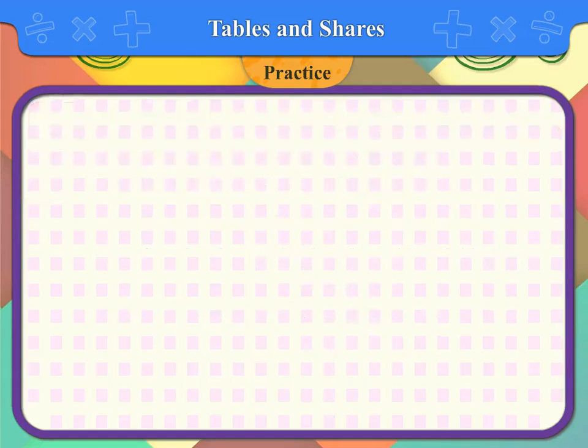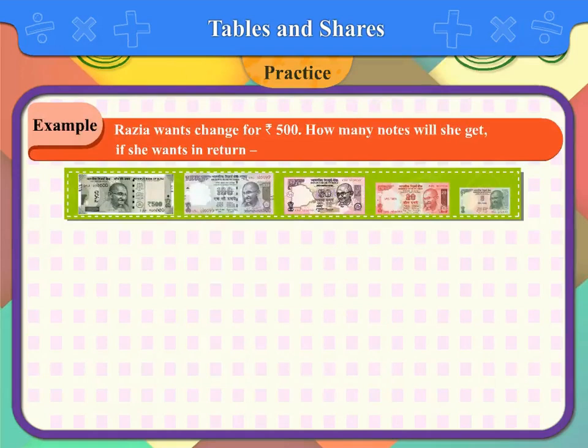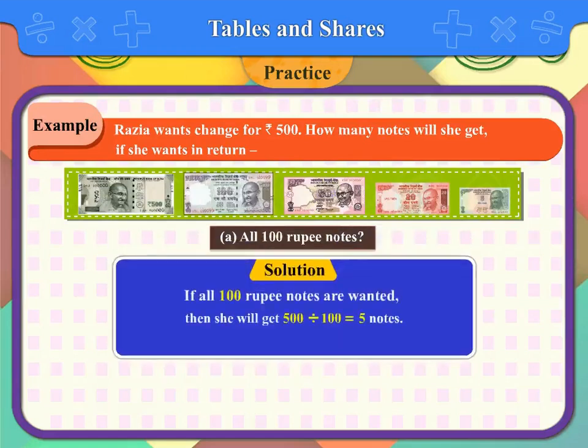Razia wants change for rupees 500. How many notes will she get if she wants in return? A. All 100 rupee notes. If all 100 rupee notes are wanted, then she will get 500 divided by 100 is equal to 5 notes. So, she will get 5 100 rupee notes.